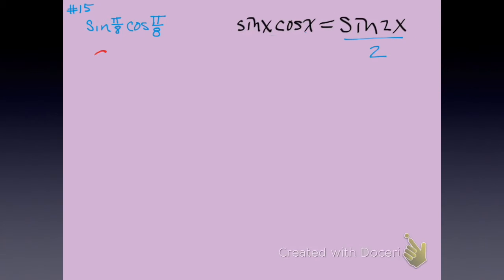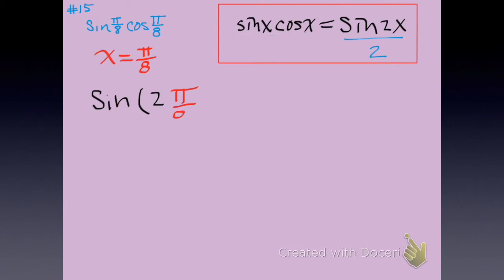Okay, but what's my x? It's pi over 8. Great. So then I'm going to take that and stick it into the right-hand side right there. I replace all my x's by pi over 8. Great.